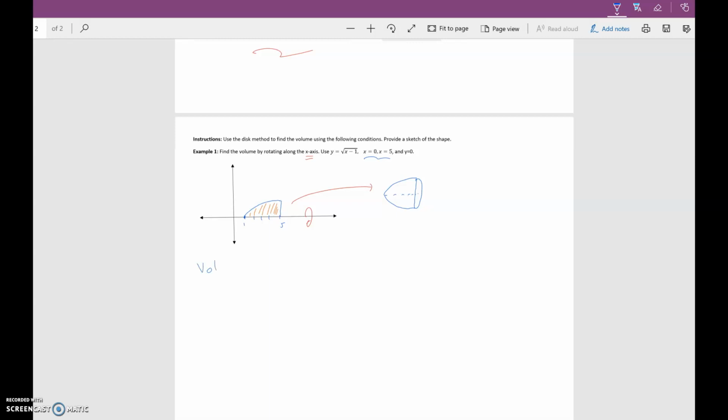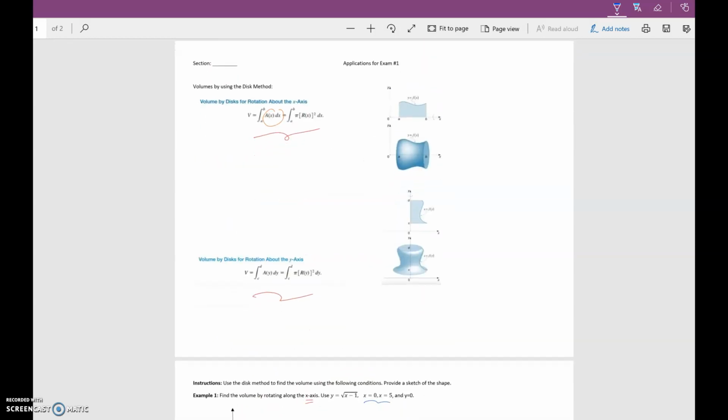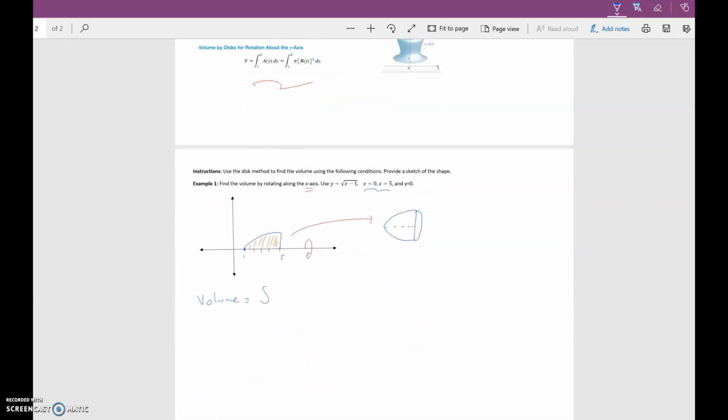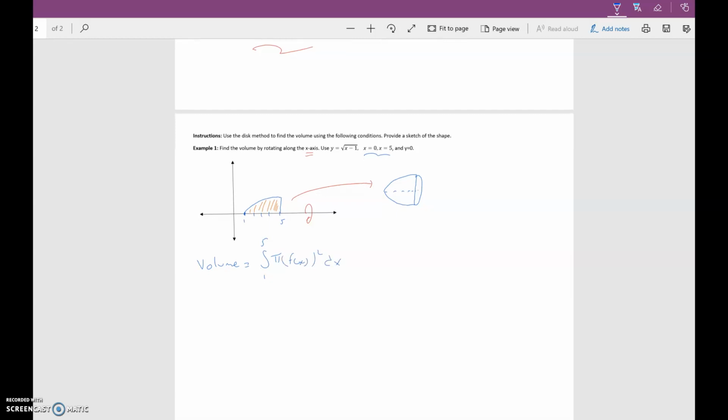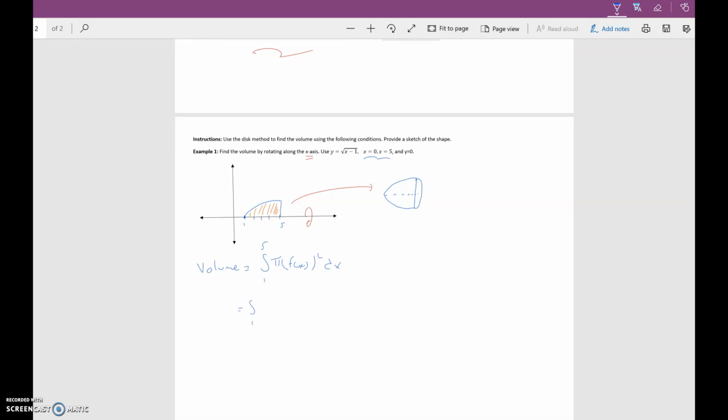In this case, the volume is equal to the integral. And the formula is simple. It's from a to b. Don't forget the pi, and technically the r squared. So in this case, we're going from 1 to 5. This is going to be pi, and then technically this will be your f of x squared dx. Or from 1 to 5, this is pi, and this is going to be the square root of x minus 1. Don't forget the squared dx.